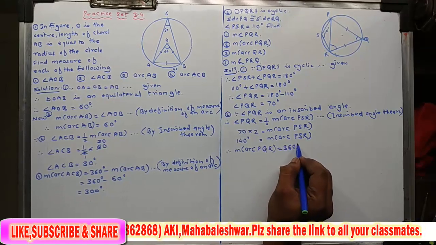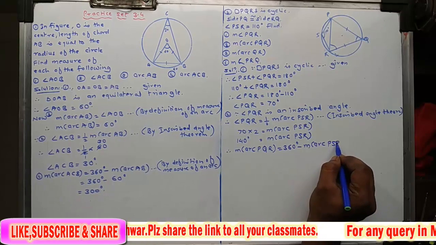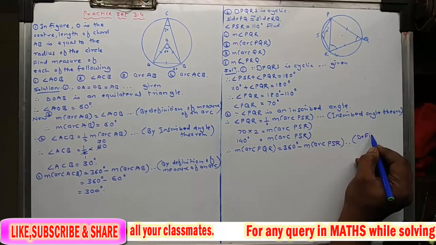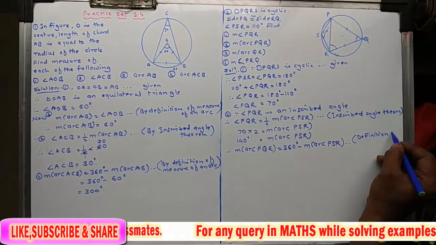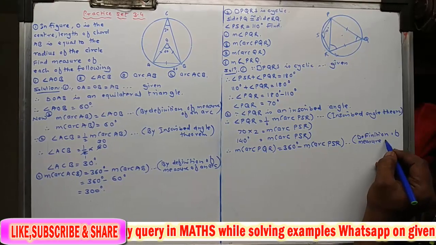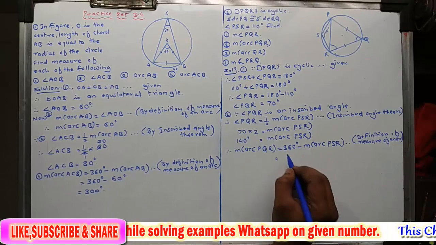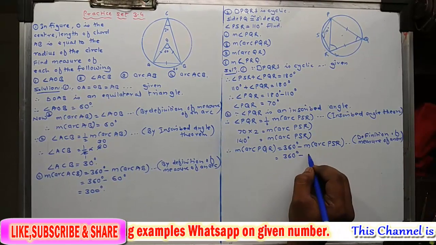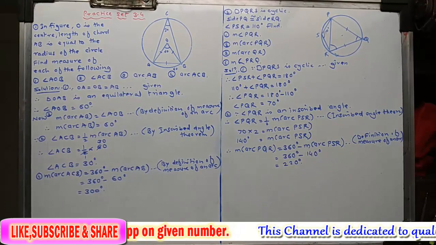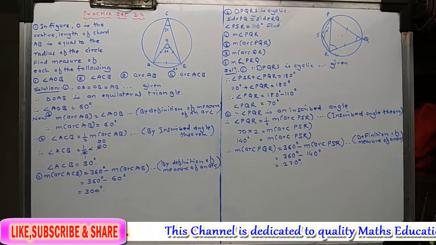is equal to 360 degrees minus the measure of arc PSR. This is by the definition of the measure of an arc. That is equal to 360 degrees minus 140 degrees, which is 220 degrees. Okay, so it is 220 degrees. Yes, any doubt in this?